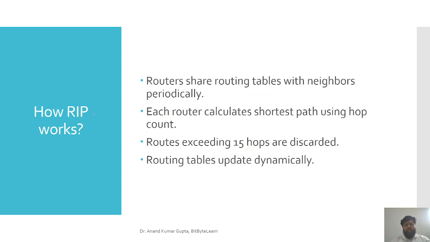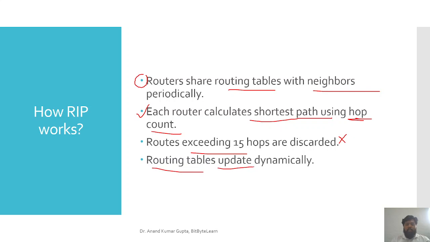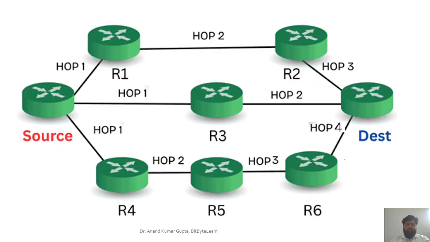How does RIP work? Routers share their routing table with their neighbors at a periodic interval of 30 seconds. Each router calculates the shortest path using the number of hop counts. If the route exceeds 15 hops, it is considered as discarded or unreachable. The routing table is updated dynamically based on the learned updates from the neighbor router.